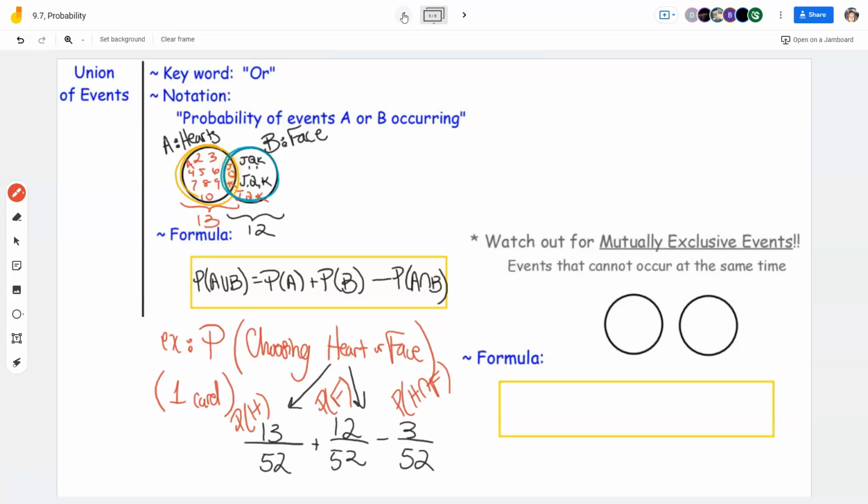Can anybody give me a situation where there wouldn't be an overlap? Like it's impossible for these two things to be true at the same time. It could be cards or it could be something else. Red marbles and blue marbles. Yeah, we could do something like that.